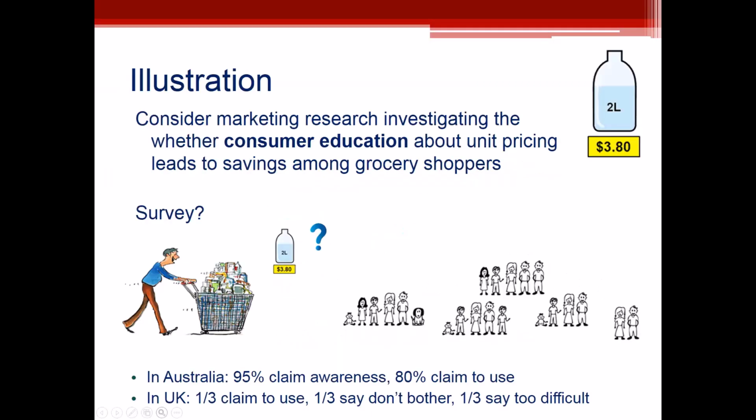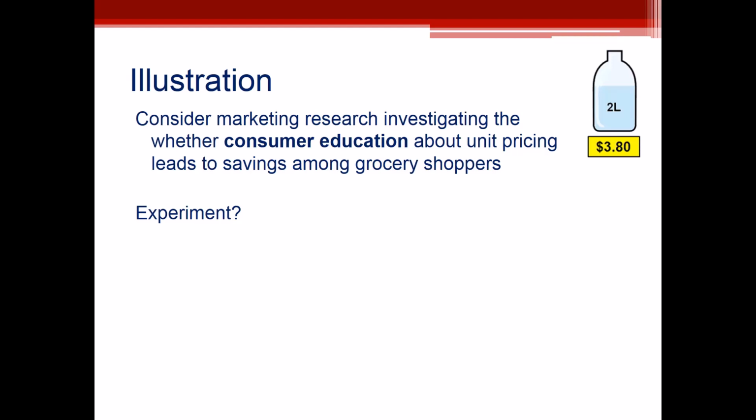Studies in the UK have shown that 1/3 claim to use it, 1/3 say that they don't bother to use it because they don't see value in it, and 1/3 of people say that it's too difficult to use. Now, this is really concerning to me because unit pricing should make comparisons easier. If we're hearing that 1/3 of people are saying that it's difficult to use, then that's a little bit of a concern, because perhaps they don't know how it should be used, which speaks to the need for why we might require a bit more consumer education.